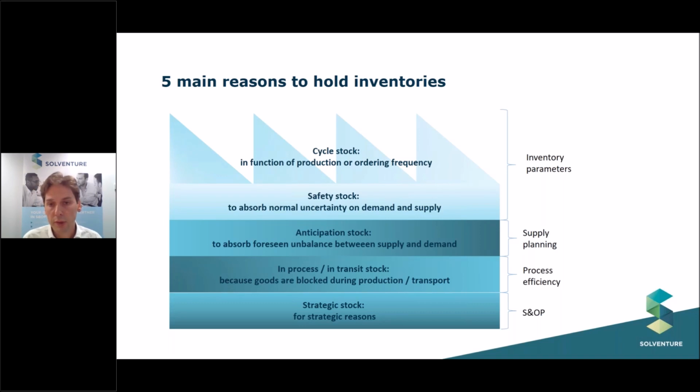And where do we foresee that? Well, that's typically a result from the supply planning process. So if you would have a rough cut capacity planning process, seasonal stocks, shutdowns would typically already be tackled in the RCCP process and be known a couple of months in advance. And so this inventory is typically decided upon in your supply planning process, for instance, in the RCCP process.